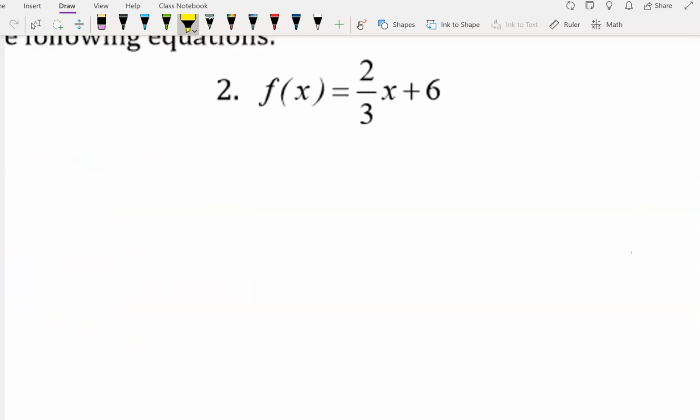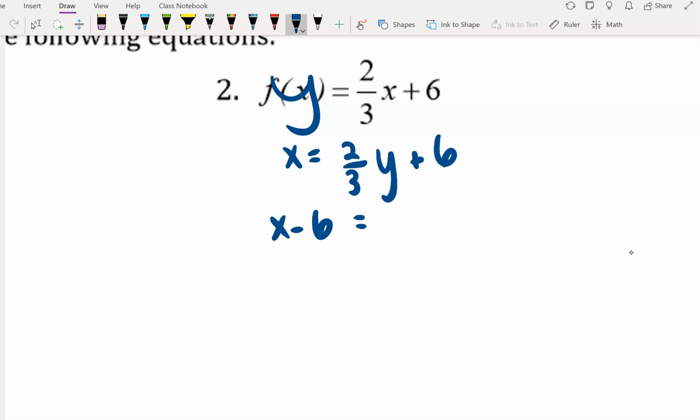Moving on to number 2. Same idea, switch x and y. Well, it's not written as such, but that's the y. When we switch x and y, that'll now be x equals 2/3 y plus 6. Subtract 6 from both sides, we get x minus 6 equals 2/3 y. Now we need to multiply by the reciprocal to get rid of 2/3. So actually, I'm just going to multiply everything by 3 and then divide everything by 2. If I multiply everything by 3, that'll cancel out this 3.